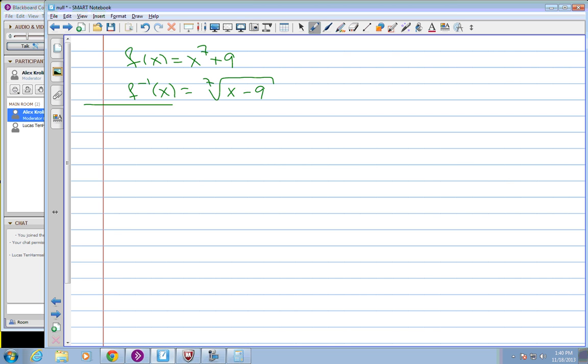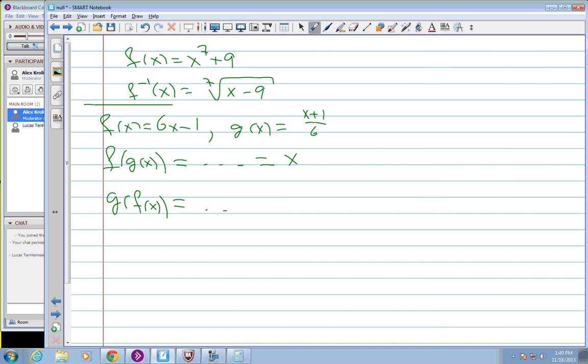So if your one function is 6x minus 1, and the other function is x plus 1 over 6, you want to do the composition both ways. And if you get x in both cases, then yes, those two functions are inverses. So that's the big property of compositions. The composition of inverse functions always results in x.